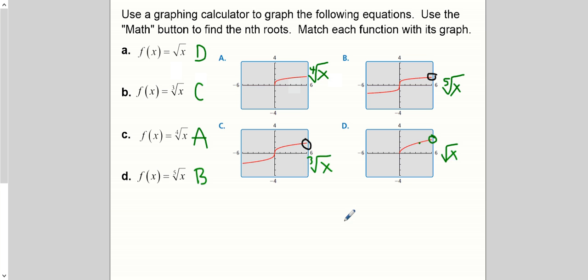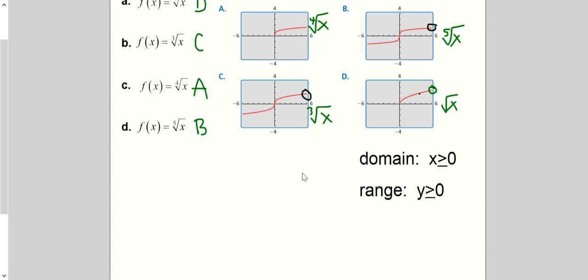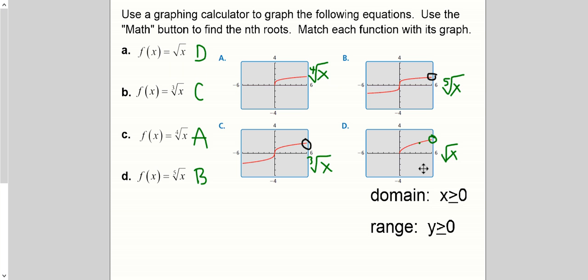What about domain and range? Well, the domain and range of the square root and fourth roots both have to be greater than or equal to 0. x has to be greater than or equal to 0, and y has to be greater than or equal to 0. For the cube root and the fifth root, you can have all real numbers for domain and range. Those can use the negative numbers.